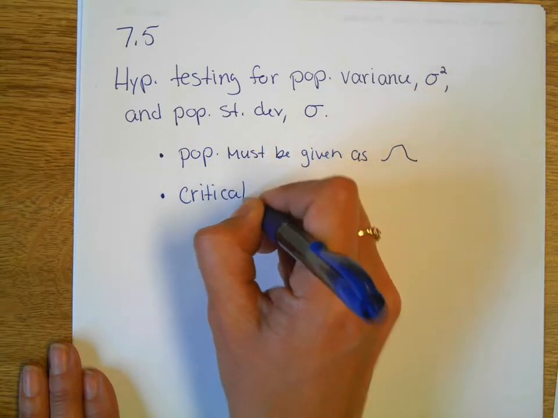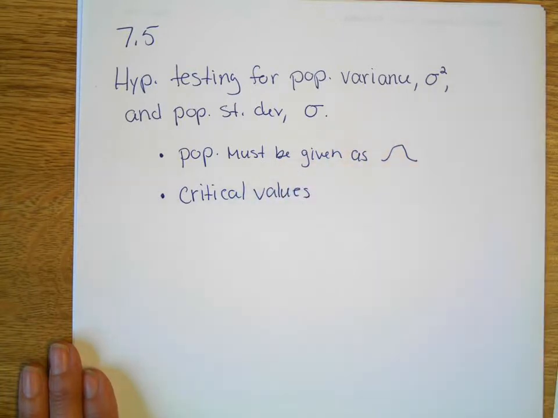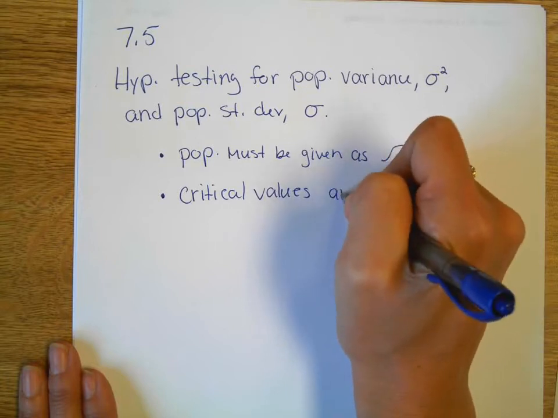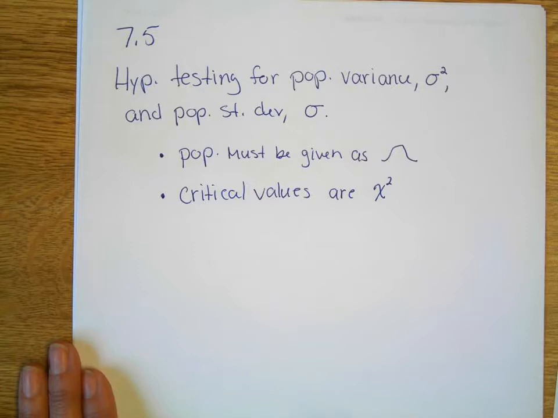Your critical values that separate the shaded from the unshaded, do you remember what they were back in the last chapter? They were chi-squared values. So the critical values are the chi-square values. I did copy that table for you on a sheet, otherwise it's on page A21.